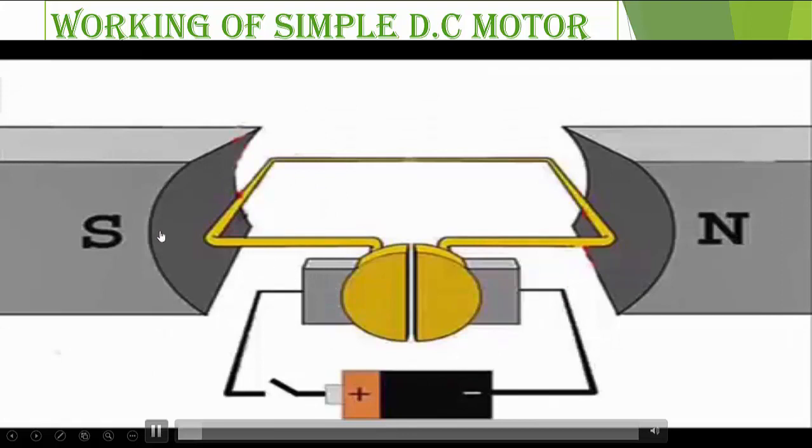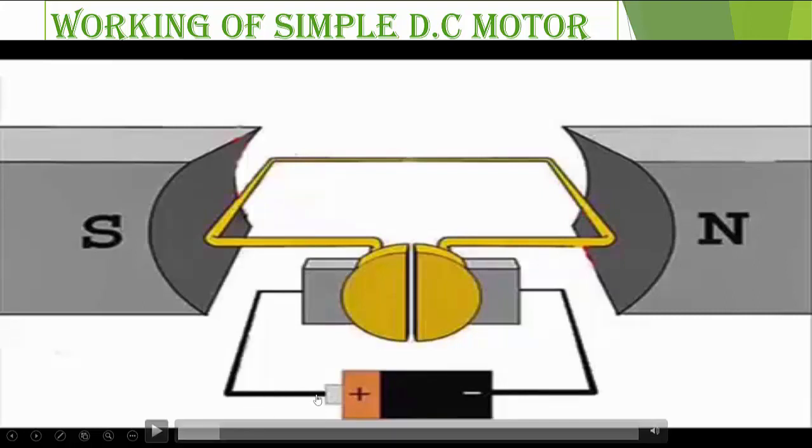Now let's see one more thing, that the DC current flows through the commutator to the armature coil. One more thing, the south pole is on the left hand side and the north pole is on the right hand side. So this AB side of the armature coil is placed at the left hand side and the CD side is placed at the right side, near the north pole as of now. Let's see how it works.